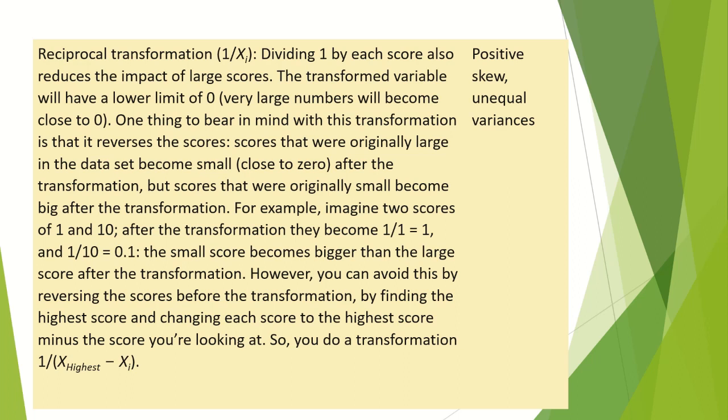However, we can avoid this by reversing the scores before the transformation. How? By finding the highest score and changing each score to the highest score minus the score you're looking at. So, you do the transformation 1 divided by (x highest minus x sub i). Reciprocal transformation can correct positive skew and unequal variances.